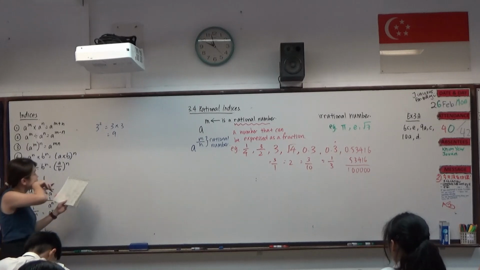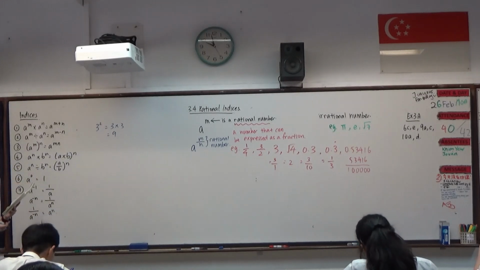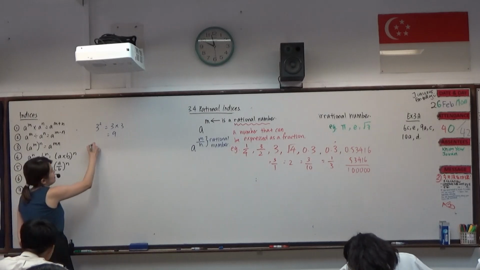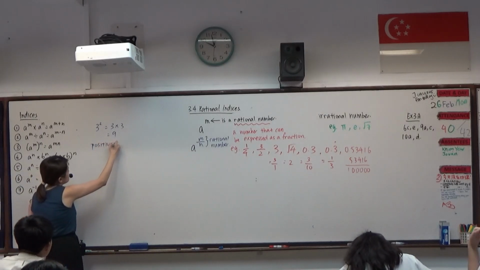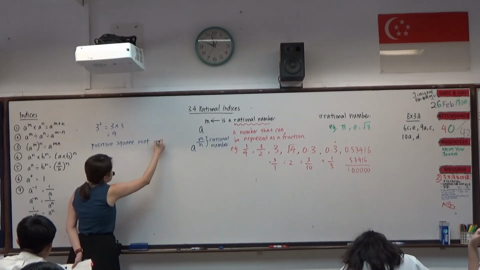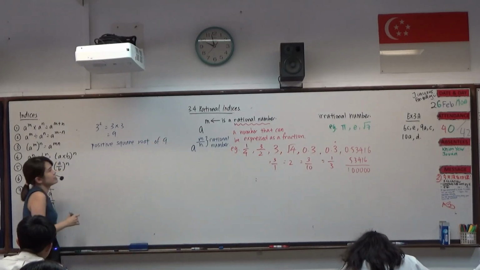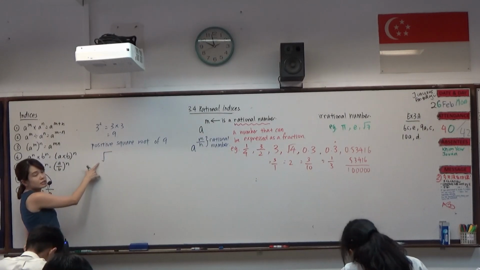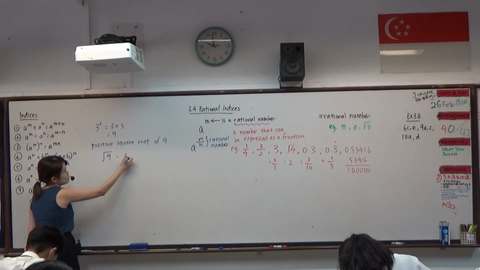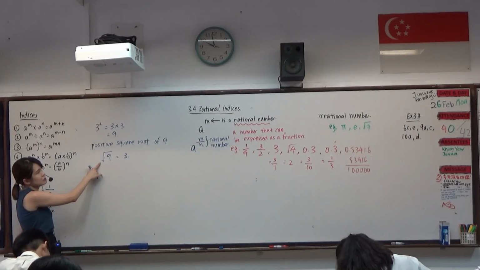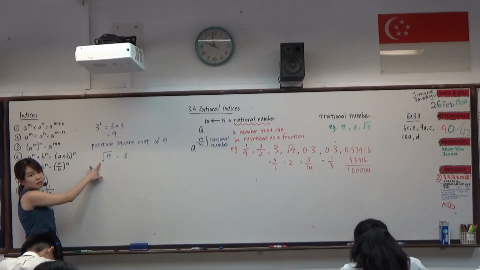We know since Sec 1 the idea of square root and cube root. We know that 3 squared is 3 times 3, which is equals to 9. And then we have the positive square root of 9. When I say positive square root of 9, we are writing it in symbolic form as square root 9, which is equals to 3. Okay, so this sign itself refers to the positive square root, right?